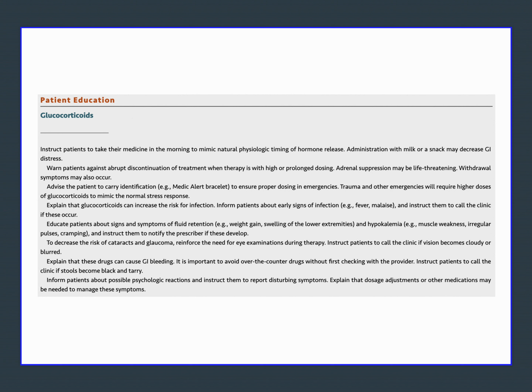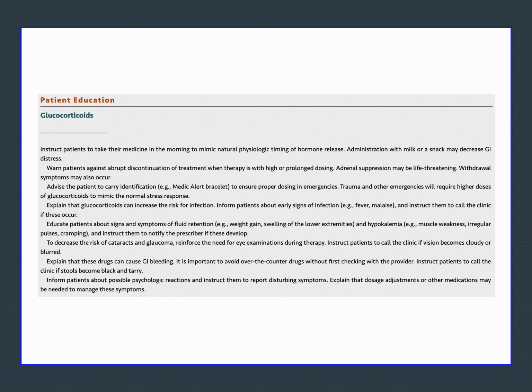They need to develop a plan as soon as possible and perhaps stop the glucocorticoid, again, knowing that these don't readily happen when we are using these drugs for a pharmacologic dose. And to decrease the risk of cataracts and glaucoma, reinforce the need for eye exams during the course of therapies or periods of therapy. And if for whatever reason their vision is cloudy or blurred, they need to report that also.